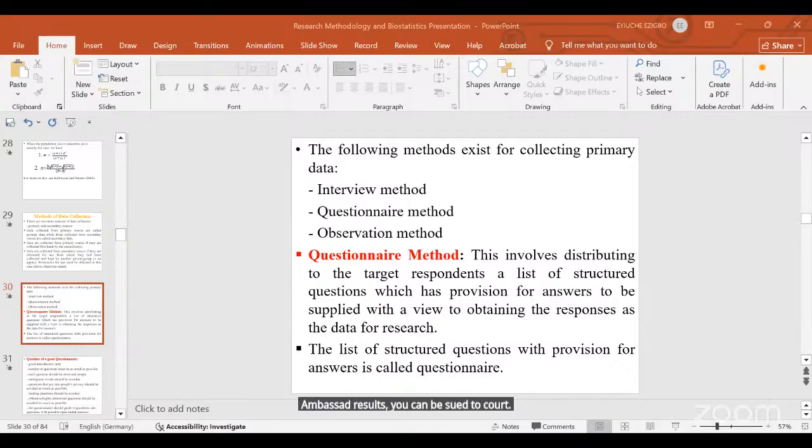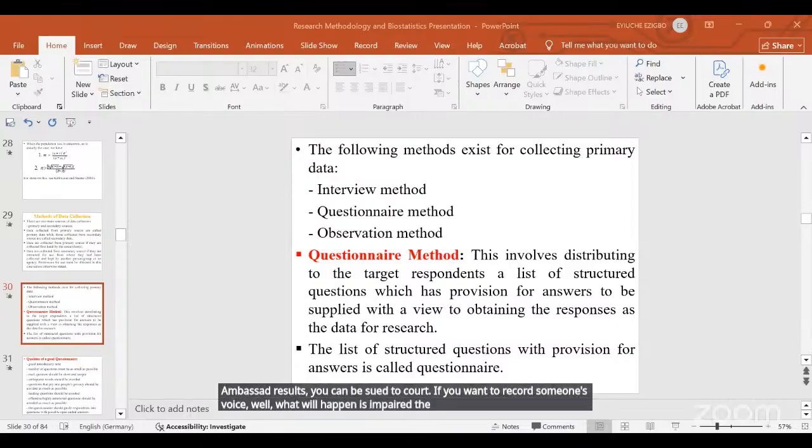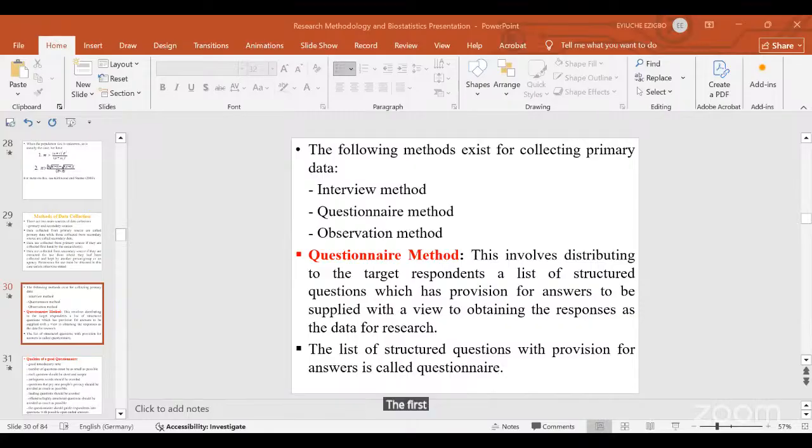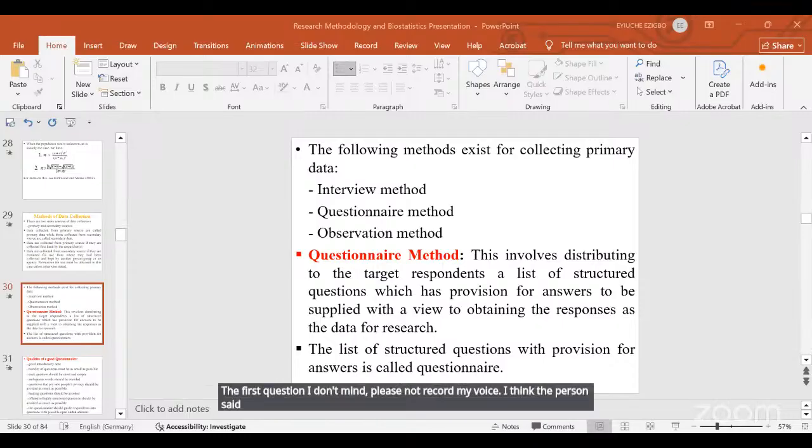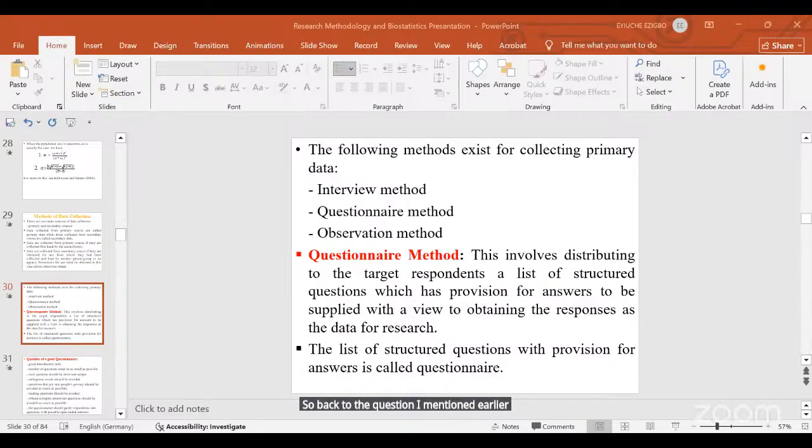If you want to record someone's voice, tell the person, please, you are being recorded. I hope you don't mind. The person tells you, no, I don't mind, or please don't record my voice. And if the person says don't record, please don't record the person's voice. And that is what happens in the interview method. So back to the questionnaire method we are discussing.